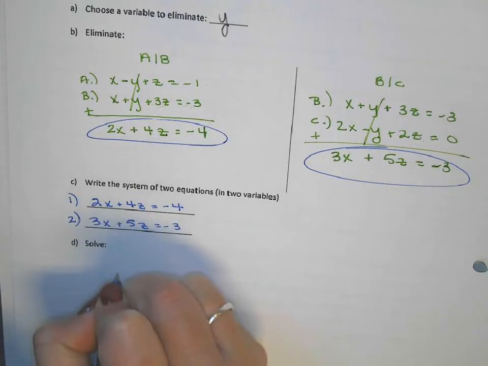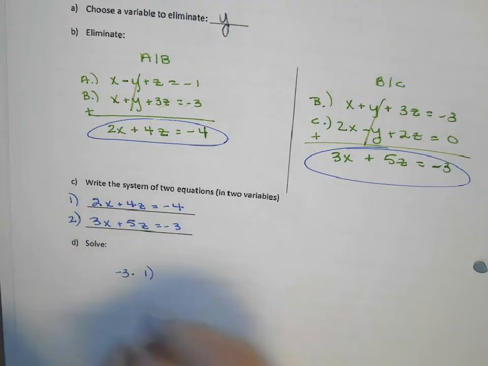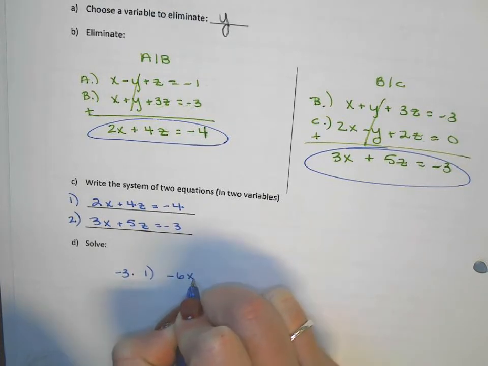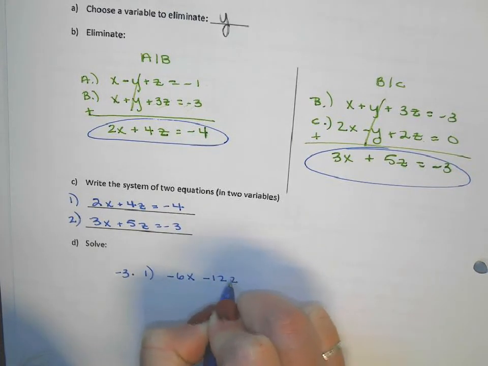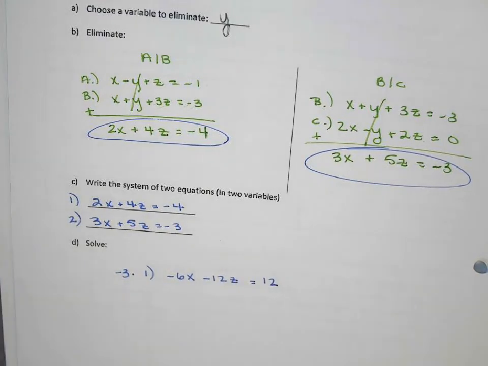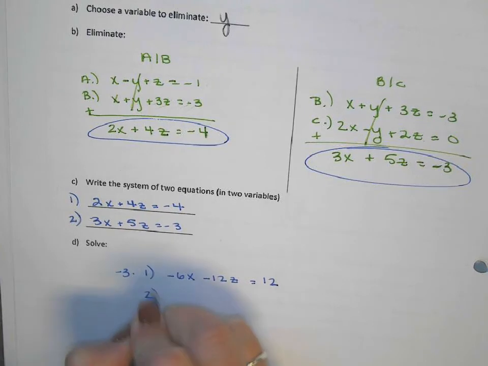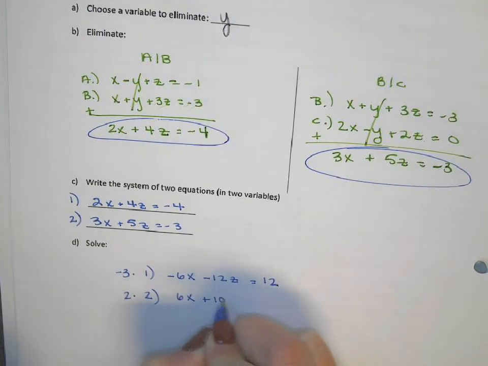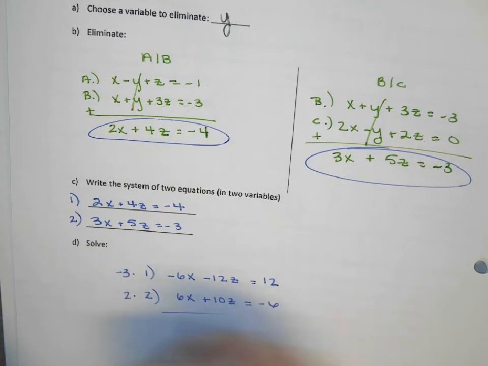So -3 times equation 1 is going to turn into -6x minus 12z equals +12. What are we going to do to equation 2? Multiply by 2. So 2 times equation 2 will turn into 6x plus 10z equals negative 6.